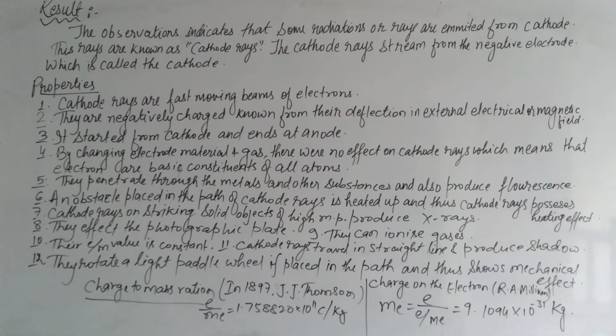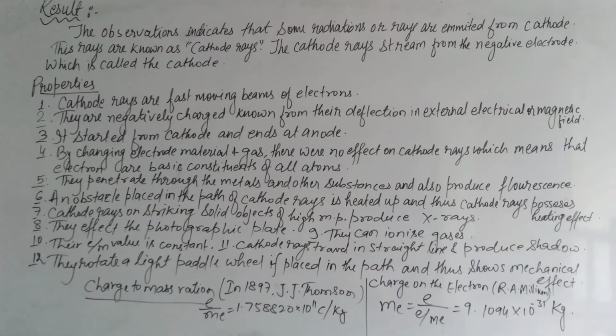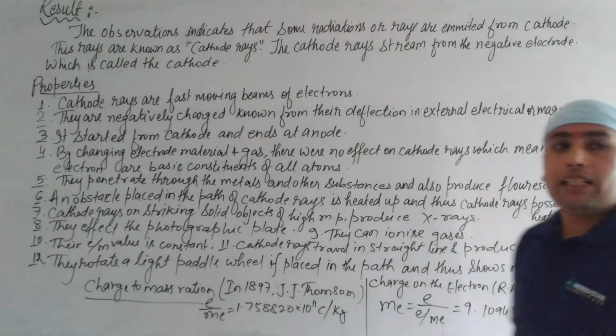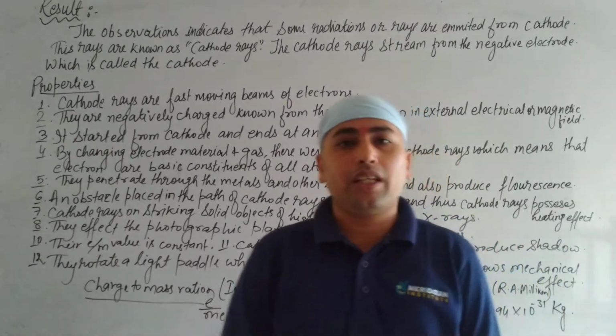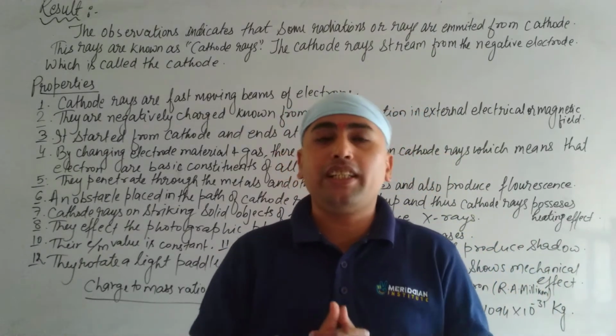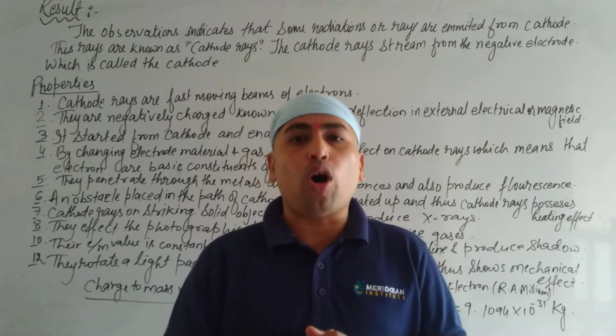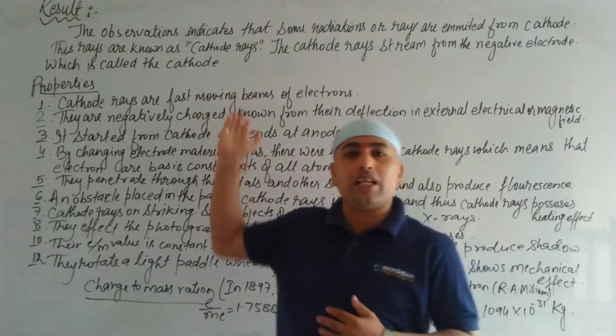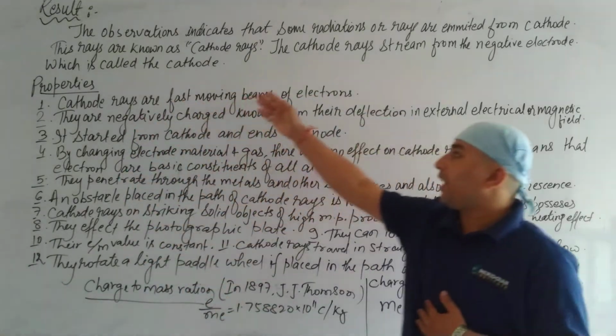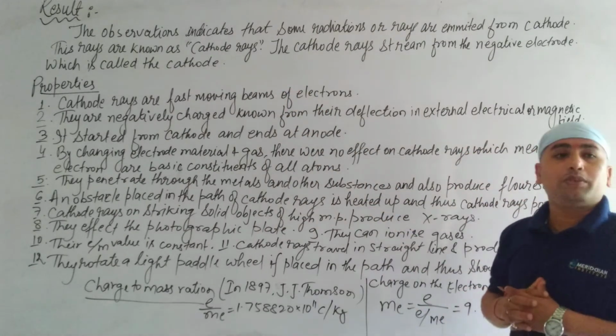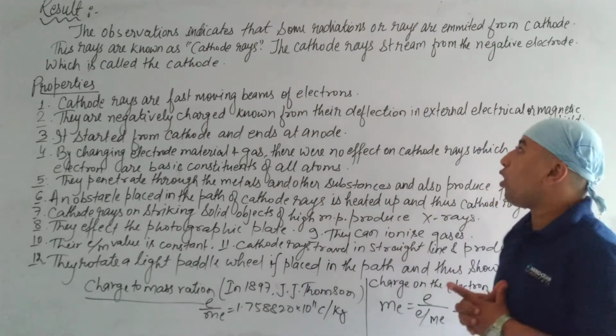Now, what happened after the experiment? As the experiment was done, the observation indicates that some radiations or rays are emitted from the cathode. These rays are known as cathode rays because they were initiated from the cathode. So you can see the result of this experiment.